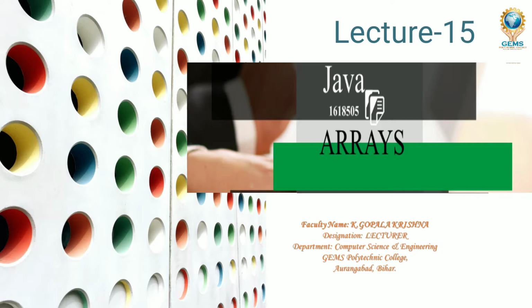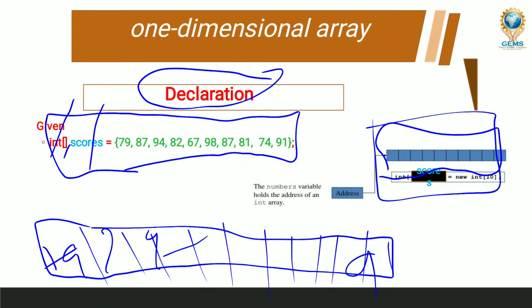So int is the data type, square braces, scores is the name of the array, and these are the elements of this array. Already the structure is given here, this horizontal structure. Location 1, location 2, up to location 10. In location 1 is 79, location 2 is 87, and location 3 is 94, and so on. The last element is 91. This is how elements are stored inside the memory locations.